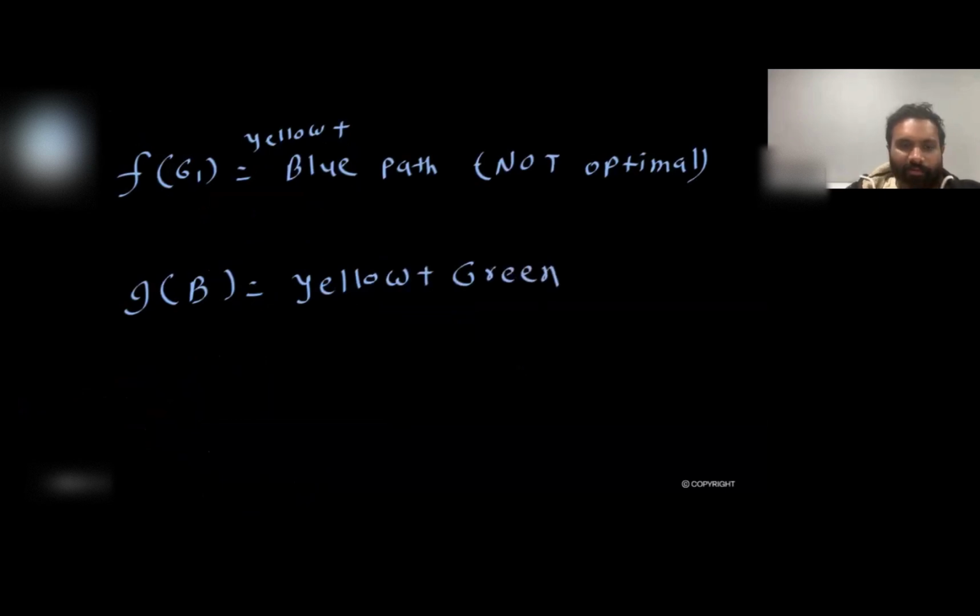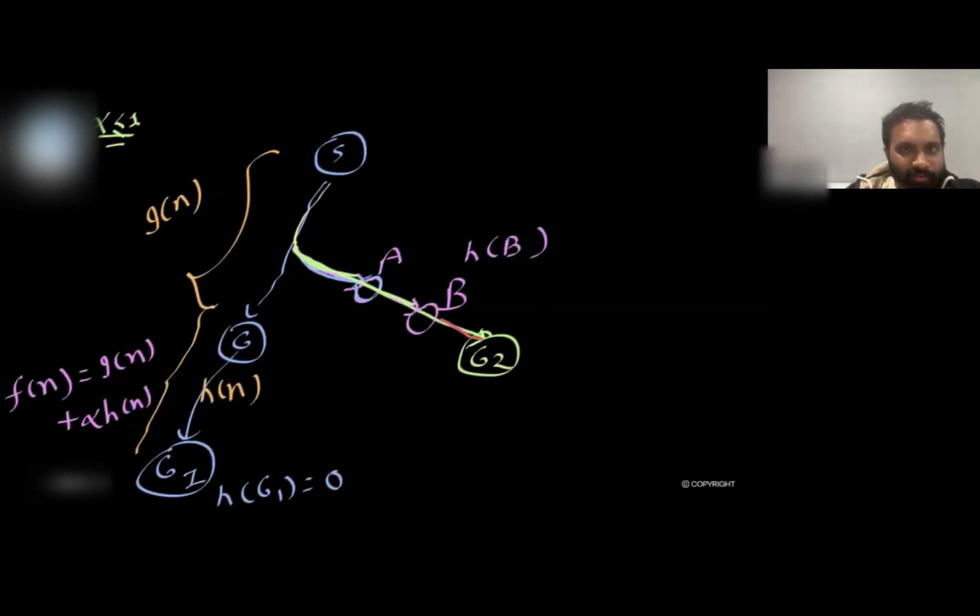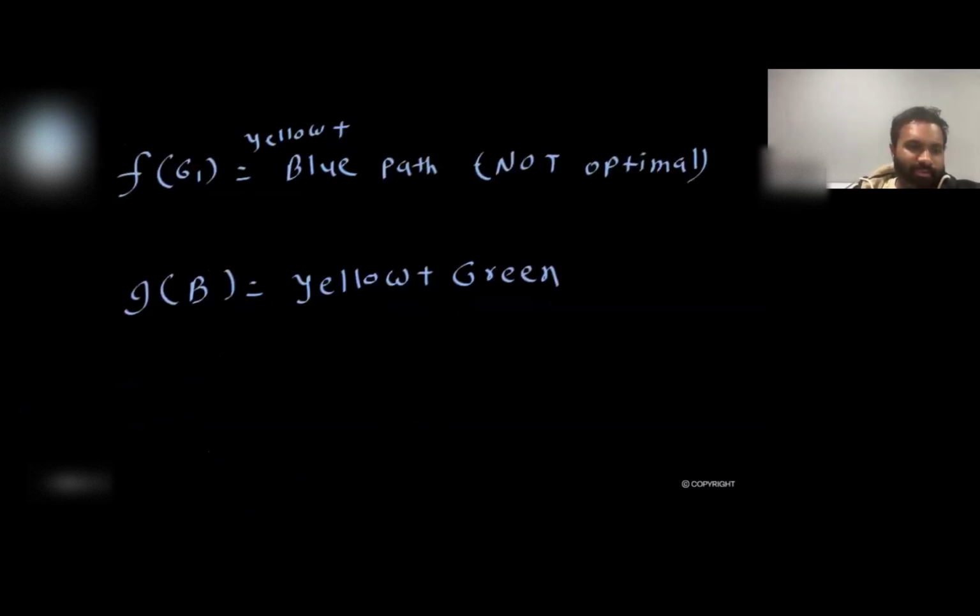Okay. Now yellow plus green is the G value. I am considering this is also green. This is also green. This is my G. H value of B is less than red. That is something by the property of admissibility. So H value of B is less than red.